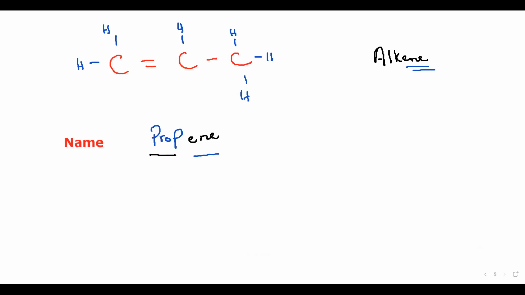And how to write a molecular formula? Molecular formula means the formula which represents the actual number of atoms. So when we count the carbon atoms, 1, 2, and 3 carbon atoms are there. So we write C3. How many hydrogen? 1, 2, 3, 4, 5, and 6. So C3H6 is the molecular formula.